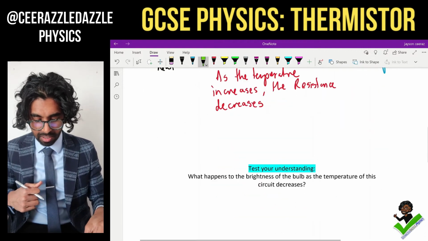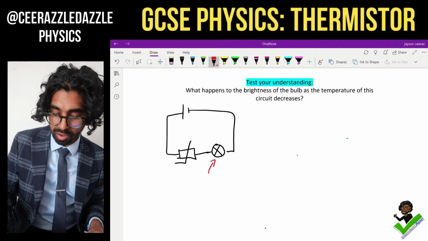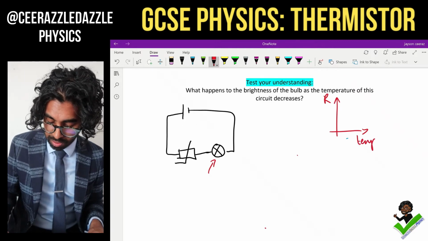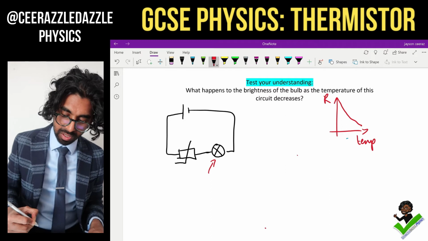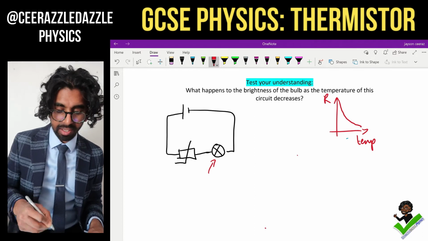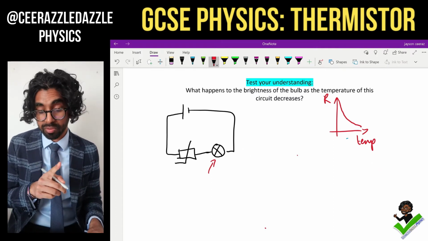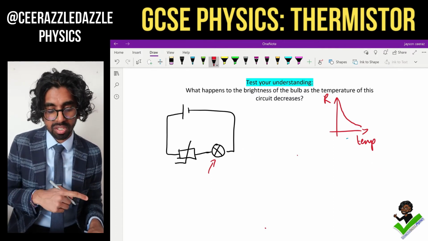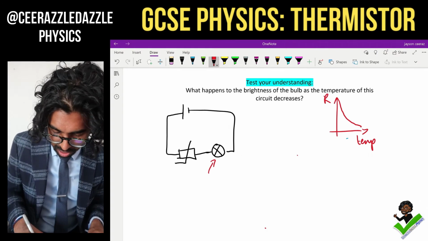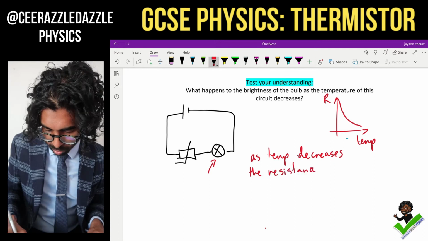Right, so let's test our understanding. What's going to happen to the brightness of this bulb over here as the temperature decreases? You already know that we've got the following graph, resistance and temperature, and the graph drops down like this. So as the temperature decreases, what's going to happen to the resistance? Look at that graph. The temperature drops down, the resistance goes up. So as temperature decreases, the resistance will increase.